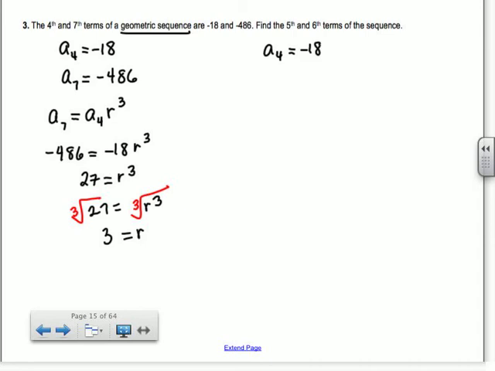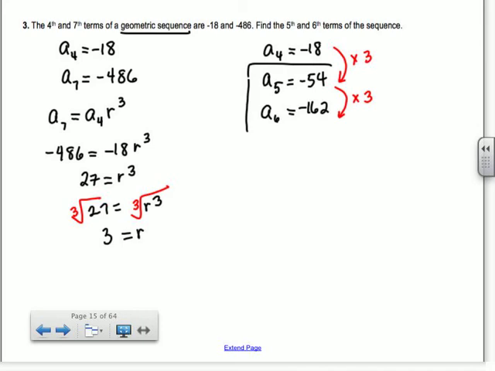Okay, so now it gets a little bit harder. It says the 4th and the 7th terms of the geometric sequence are negative 18 and negative 486. Find the 5th and 6th terms of the sequence. Okay, so A4 is negative 18. A7 is negative 486. Those are the only 2 things I have, so I need to come up with some kind of formula that relates the 4th term and the 7th term.